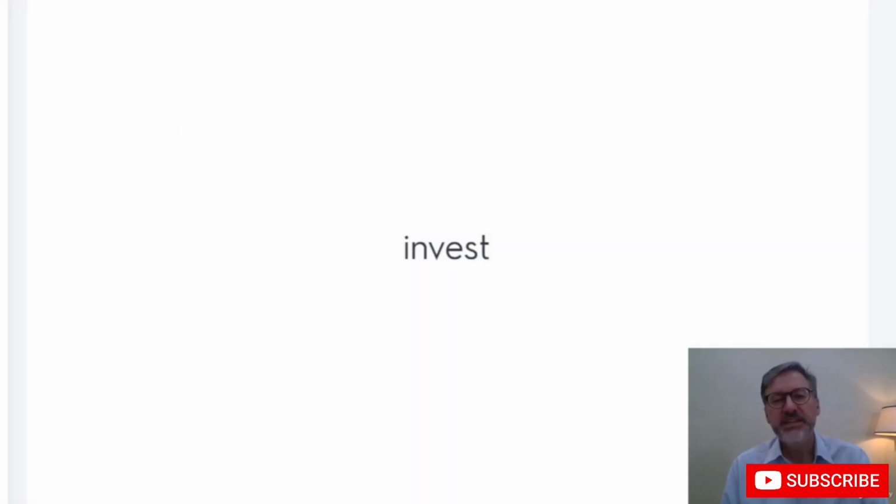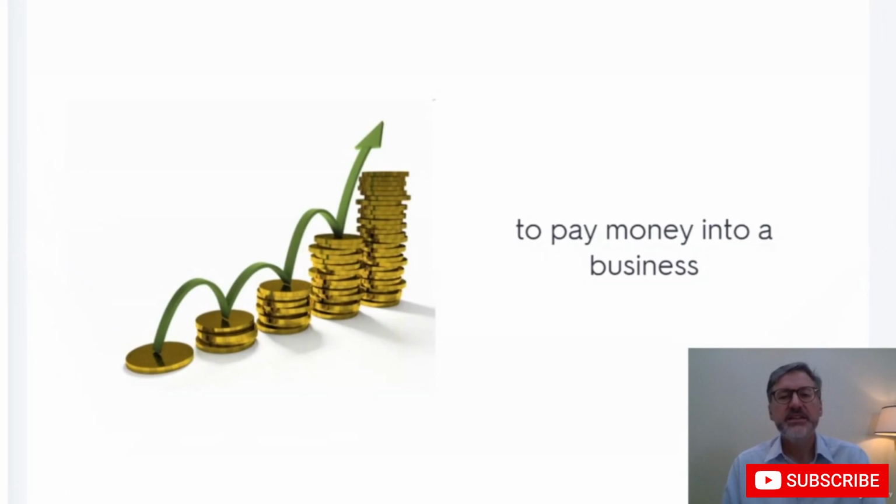Invest is a verb. There are two nouns, investment and investor. Invest is to pay money into a business. Maybe you want to make profit. You could buy shares in a company in order to make profit. This is an investment. A person who makes an investment is an investor.